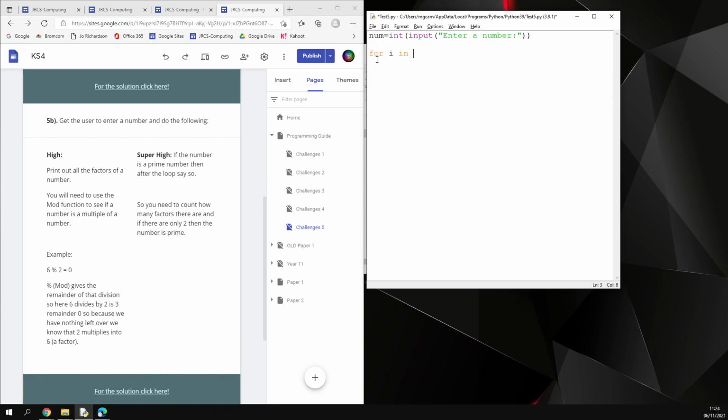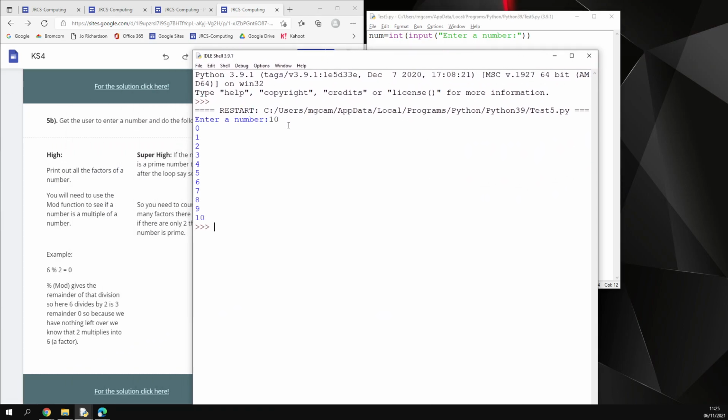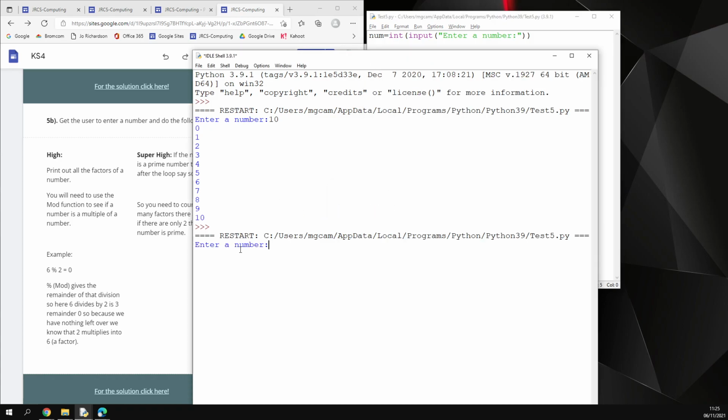Let's do for I. The loop should go up to the number plus 1, because it won't do the number. So if I print out I now, you'll see what this does. If I write the number 10, it prints 0 to 10. But we want it to go 1 to 10. So I'm going to put 1 there, and then we print it. So now it's going to go 1 to 7 because I typed 7.